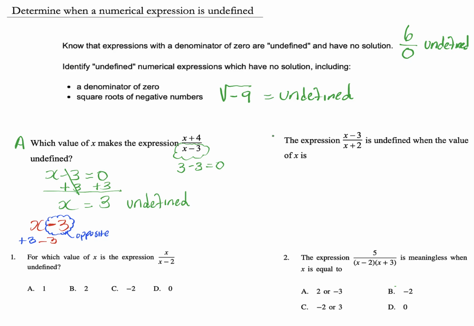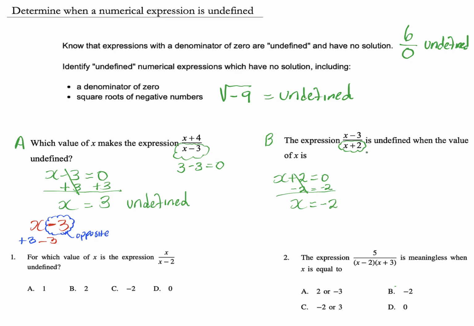Let's try this again. So we have B here. It says the expression x minus 3 divided by x plus 2 is undefined when the value of x is. So I'm going to do the first method, solving. I'm going to go x plus 2 equals 0, because remember, you focus only on the denominator. Solving for x, I'm going to subtract 2 from both sides. I get x equals 0 minus 2, which is negative 2. And that's the beauty when you have 0. When you have 0, your answer is just your integer. So x equals negative 2.